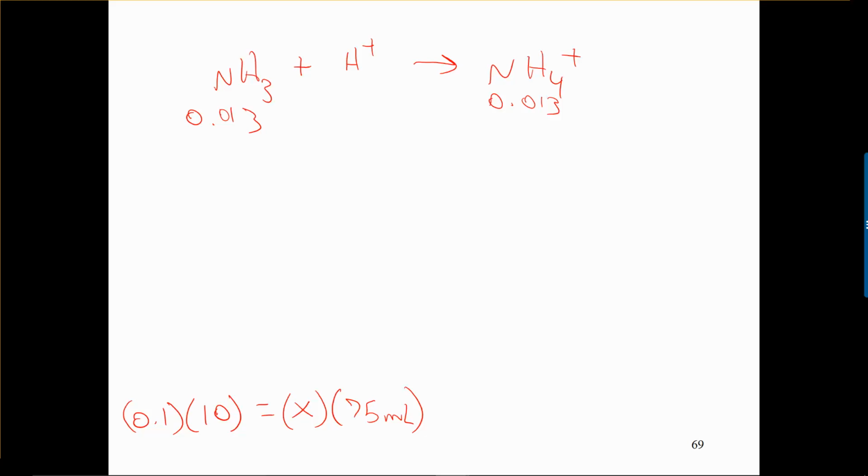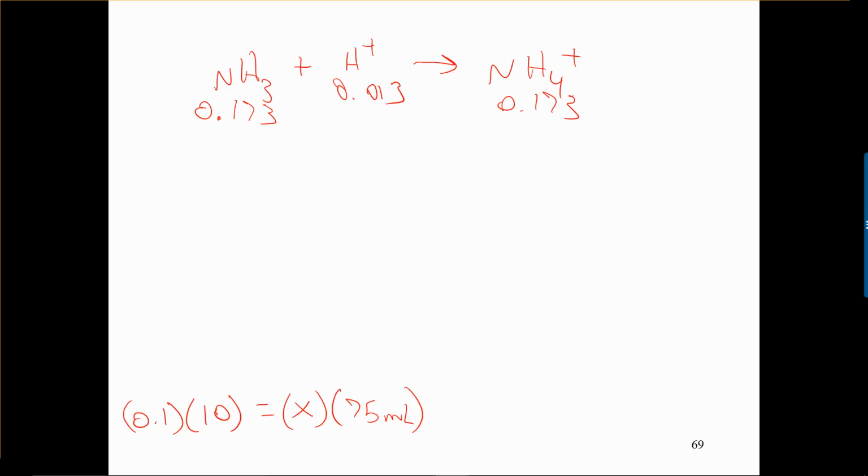If I was doing it for NH3, it would be 0.2 here times 65, divided by 75. So that's way off. So 0.013 is H plus. Okay. 0.013 for H plus. What is the NH3 then? Say it louder. 0.173.